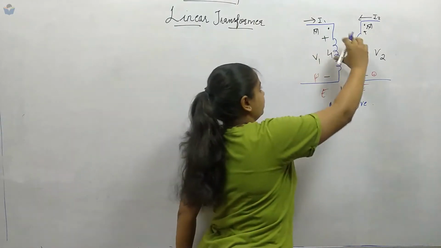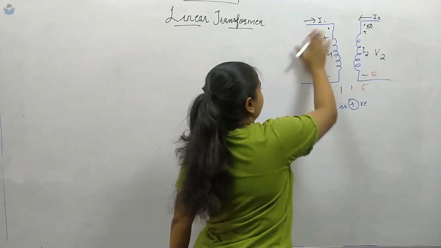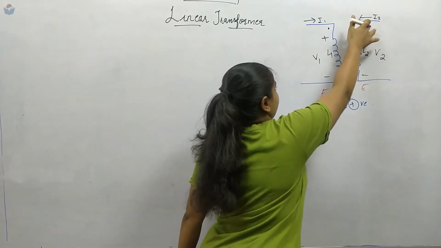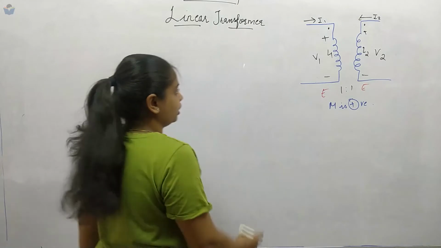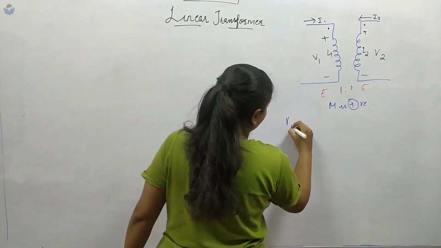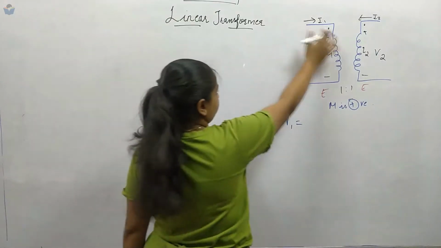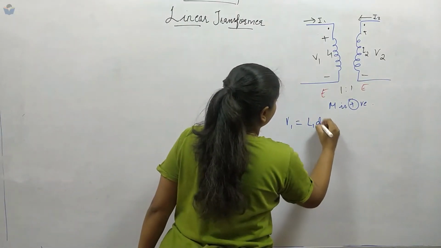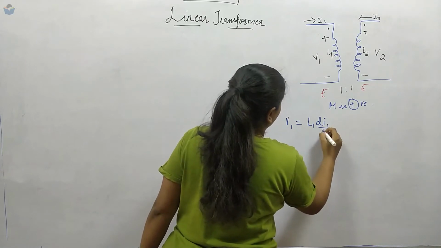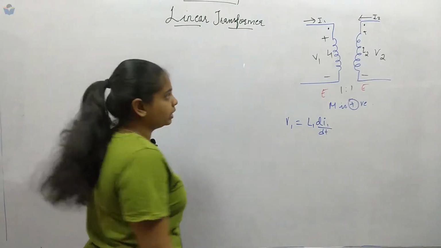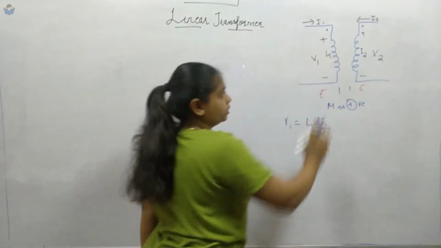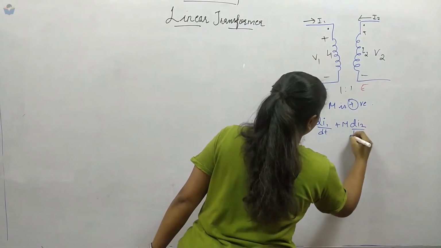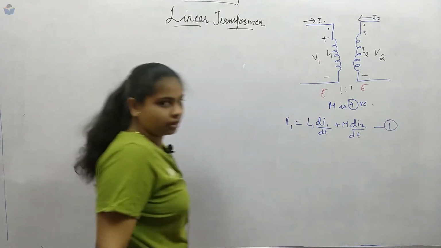Okay, we have here V1, here is V2, and the currents are I1 and I2. Now we will apply the KVL and write the equations. If we have to write V1, first this is the self-inductance, so we will write for the voltage L1 di1 upon dt. Next, because of I2, there will be a mutual effect in L1. So M di2 upon dt. So this is equation number 1.